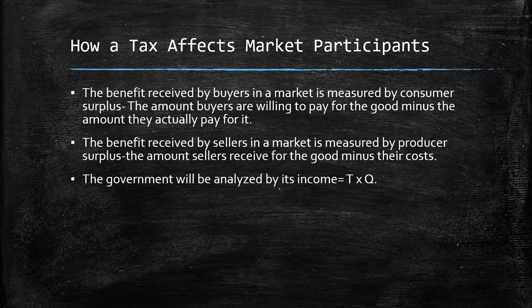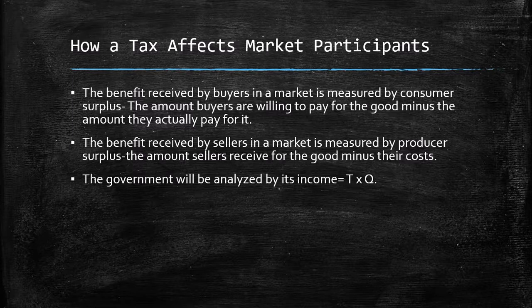Basically, for example, at the initial point they sell the goods at a higher price, but due to the taxes, the sellers have to sell at a lower price. So we see here how the producer surplus is less because of the tax. And the third party in this example is the government.